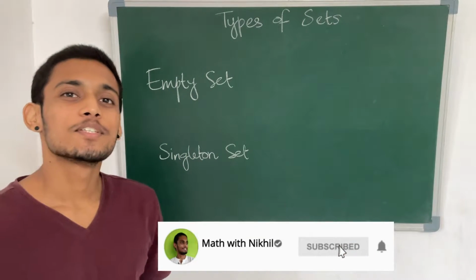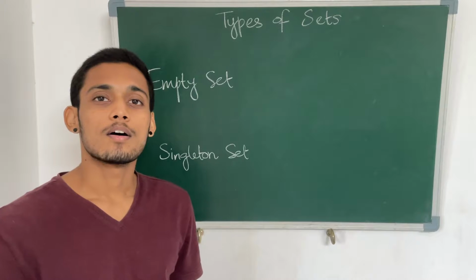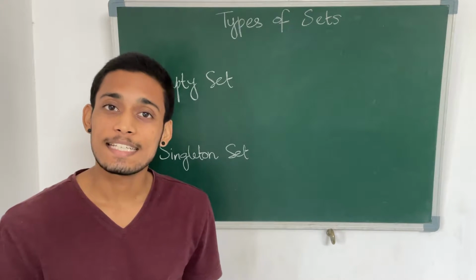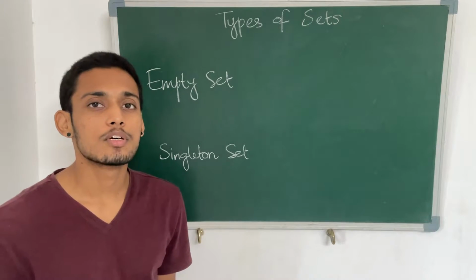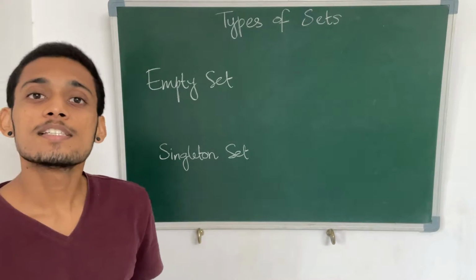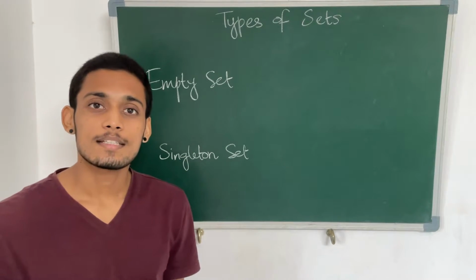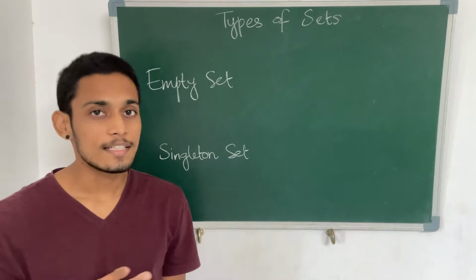Hello friends. So in the last few videos we understood what is the meaning of the term set, and we began with the basic concepts of set theory. In this video we will be seeing certain kinds of sets. So the first is the empty set. As the name suggests, any set which has no element inside is called an empty set.